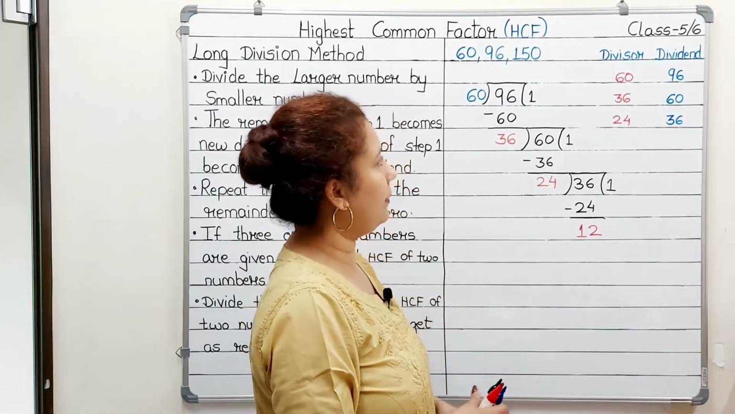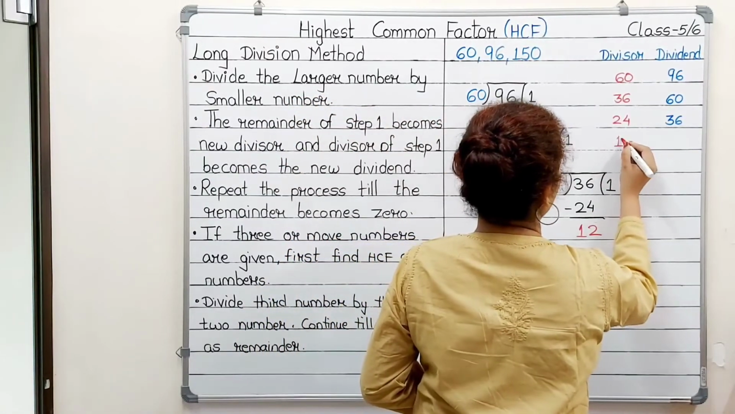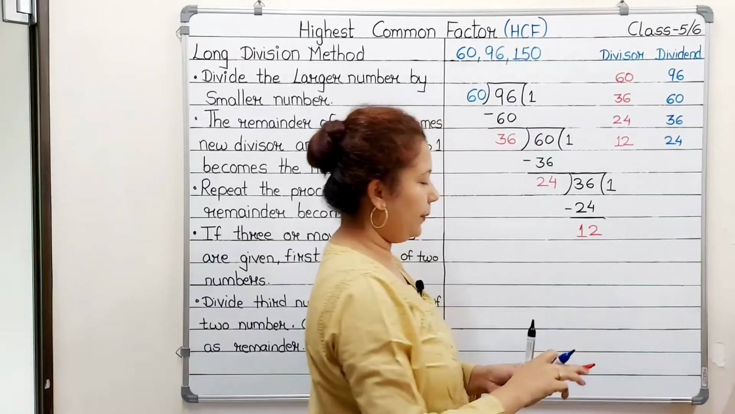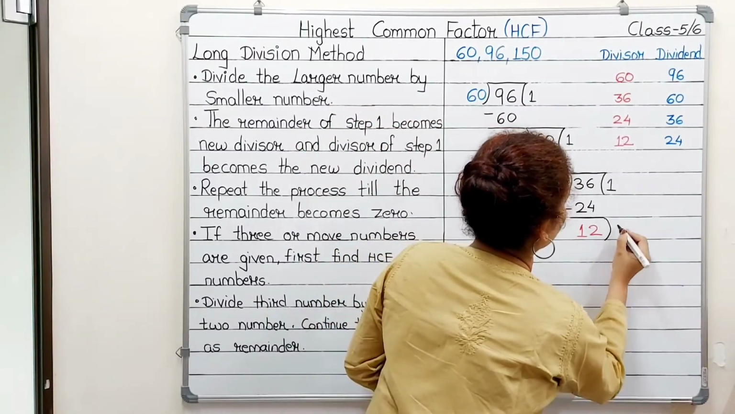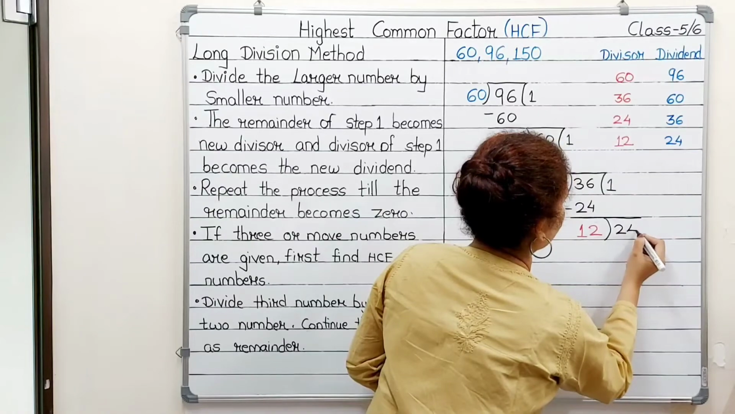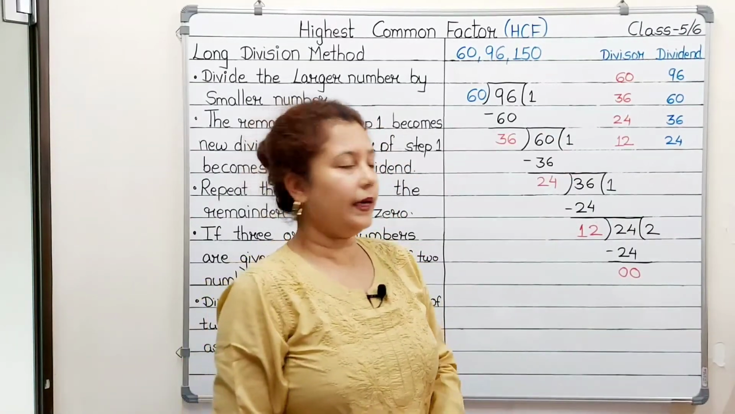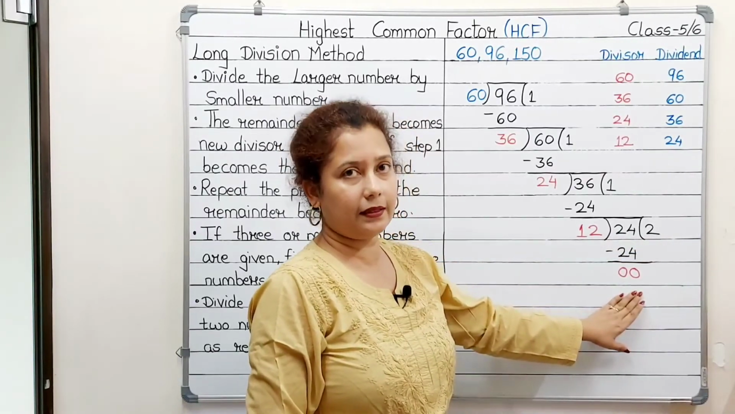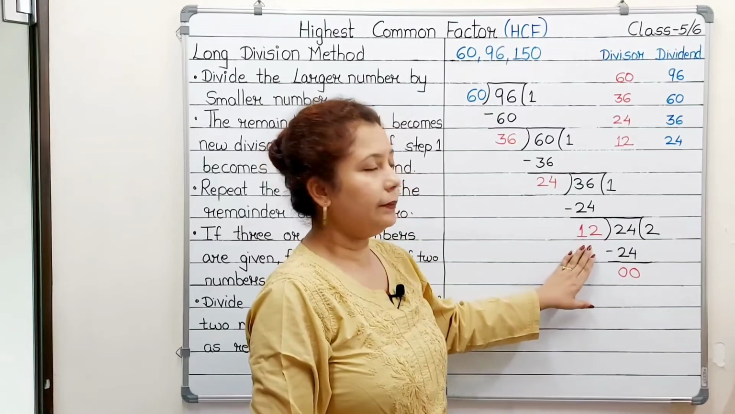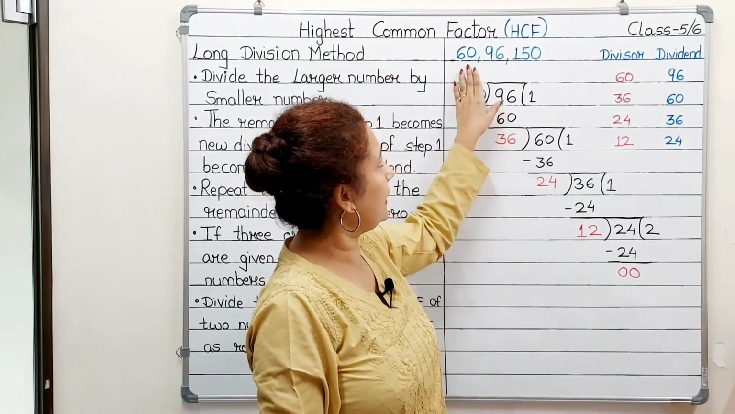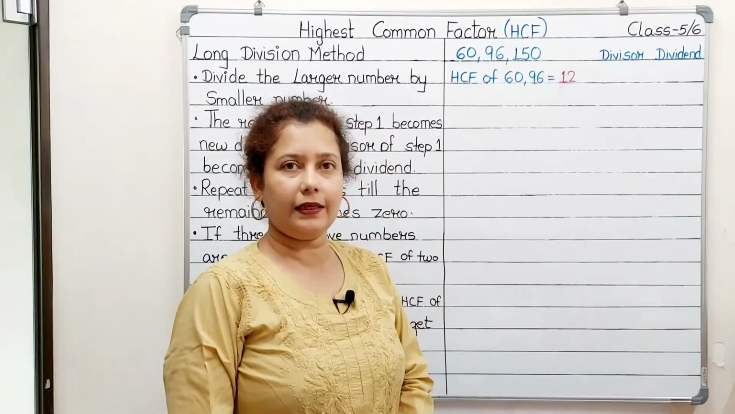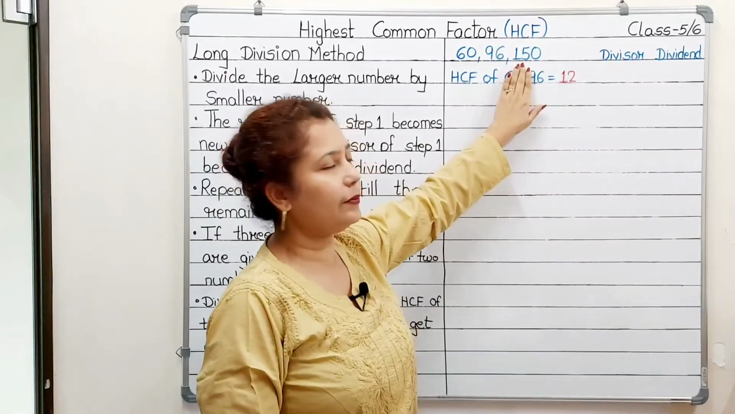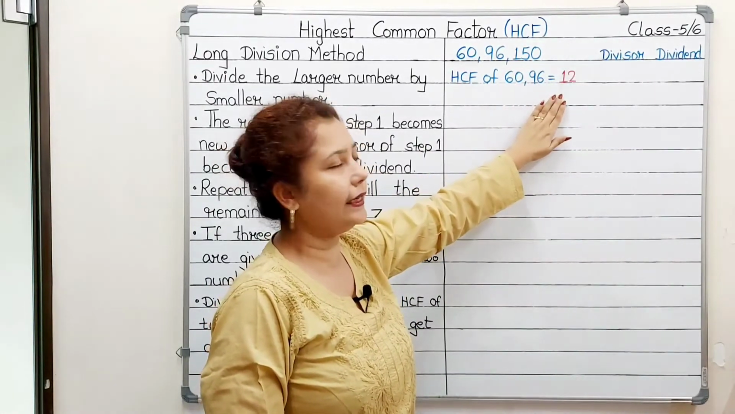So here 12 will become our new divisor and 24 will be our new dividend. So we will divide 24 by 12. When we divide 24 by 12, we get 2 as the quotient and 0 as the remainder. So here 12 becomes the HCF of 60 and 96. HCF of 60 and 96 is 12. So we will take the next number, that is 150, and we will divide it by 12.